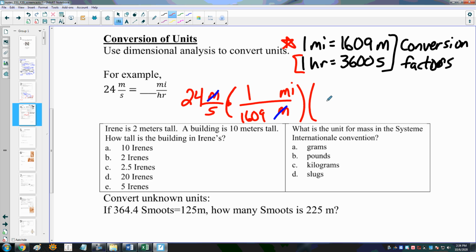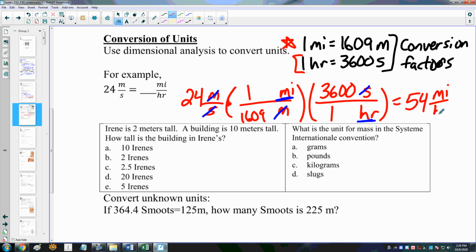And now I need to get rid of my seconds, so I put seconds in the numerator and hours in the denominator. And again, that gets rid of this seconds here and leaves me with miles per hour. And the number of seconds in an hour is 3,600 seconds per 1 hour. And then if I multiply these, I get 54 miles per hour, or you might say mph. Okay, so that's a conversion of units.